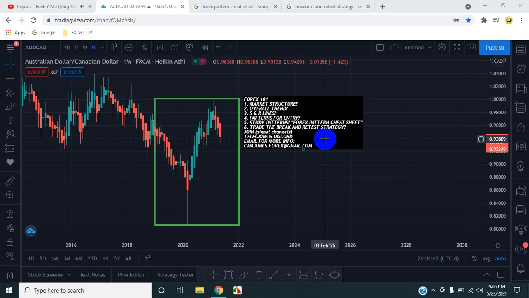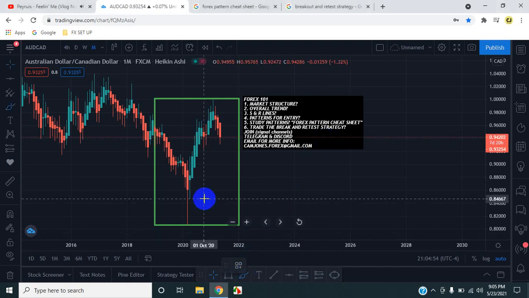Okay, everyone, we are marking up AUDCAD. Take a look at what the market is doing.